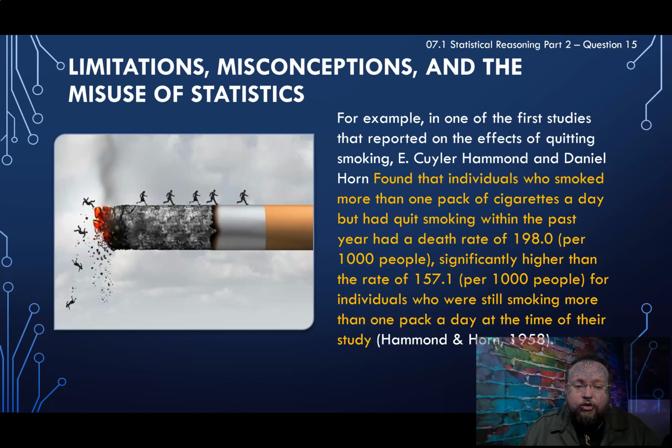So, for example, first interpretation, this is the end part of an actual result. A much earlier study, back in 1958, so we're far off from where we're at now, almost 80-ish years since then. You can look up the paper yourself if you want to, but it's quite an old paper. In their study, they found that individuals who smoked more than 1 pack of cigarettes a day but had quit smoking within the past year had a death rate of about 198 people per 1,000 people, which is significantly higher than the rate of 157.1 people per 1,000 people.